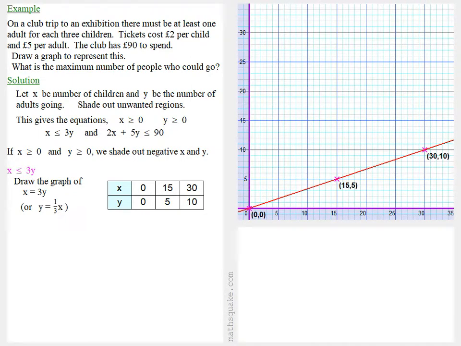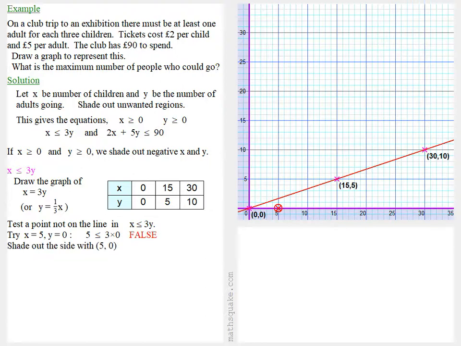Now we need to test which side has to be shaded. So we choose a point not on the line x = 3y. Let's try x = 5 and y = 0. This gives us 5 ≤ 3 times 0. Well, that's false. So we shade the side with (5, 0).